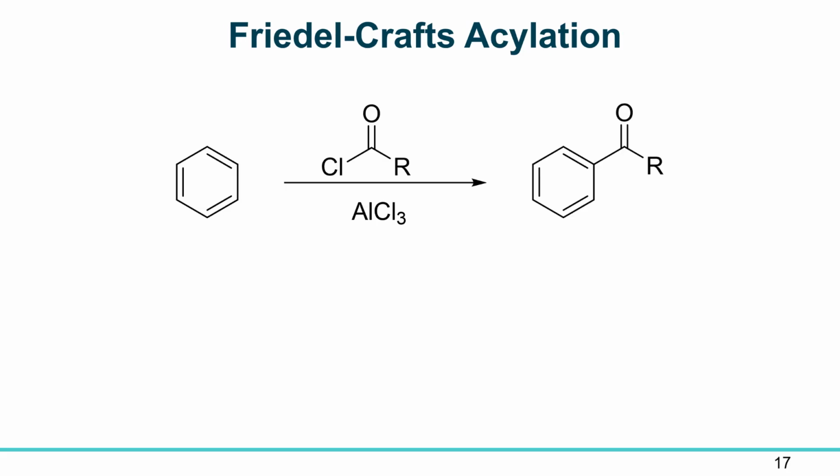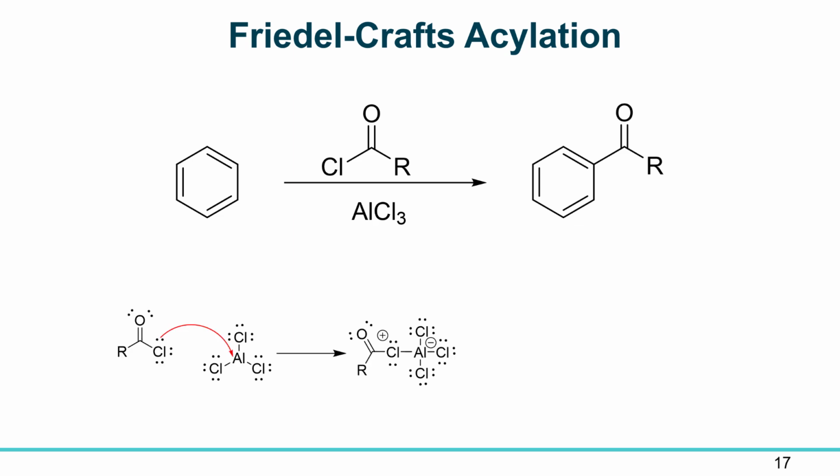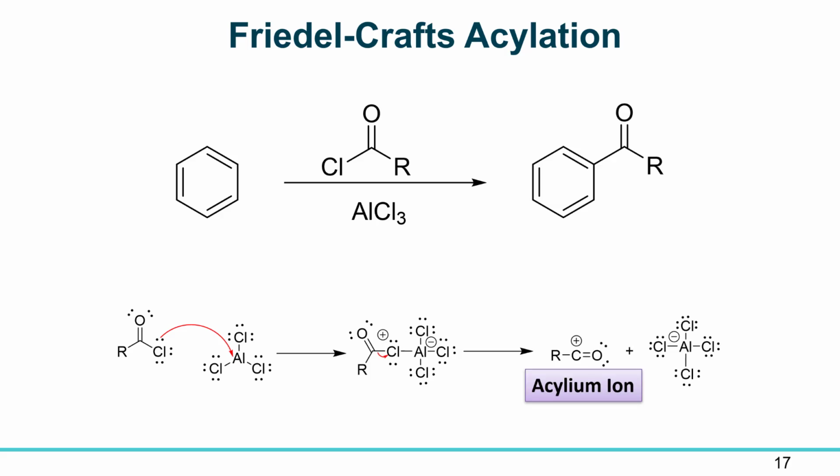To overcome the limitations of Friedel-Crafts alkylation, acylation can be performed instead using similar reaction conditions. Acylations occur through an analogous mechanism to alkylation, where a Lewis acid-base adduct is formed, followed by loss of the tetrachloroaluminate ion to form a carbocation intermediate. However, in this case, the intermediate is a resonance-stabilized acylium ion, which will not undergo rearrangement.